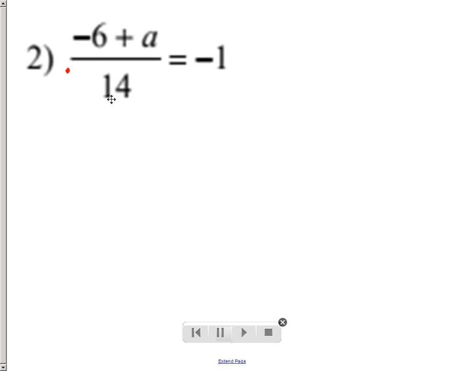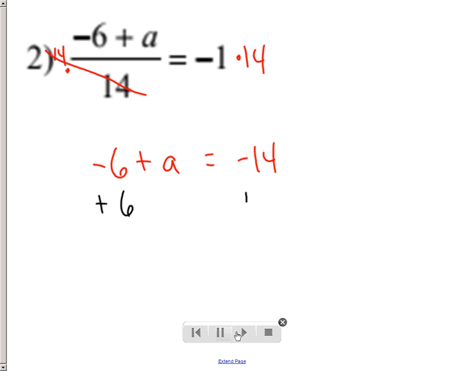We have to get rid of this 14 first, so we're going to multiply the left side of the equation by 14 and multiply the right side of the equation by 14. That frees up the negative 6 plus a to just drop straight down, and this becomes negative 14. And to get rid of this negative 6, since it's being added to the a, we've got to add 6, because negative 6 plus 6 is 0, so it cancels out, and then we're left with a equals, in this case, negative 8.